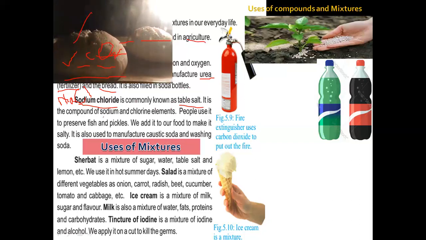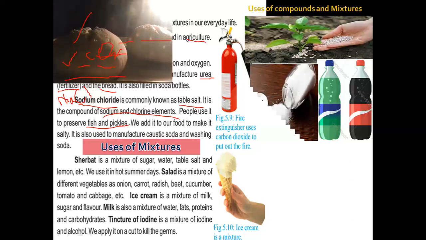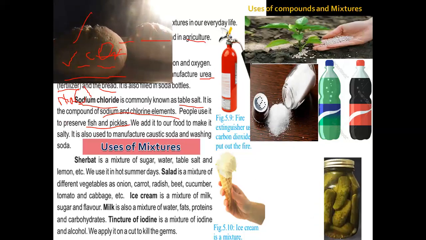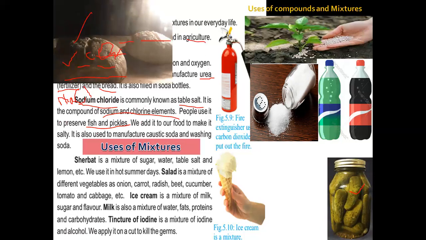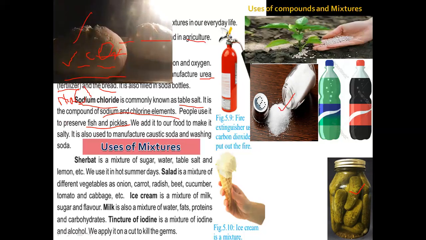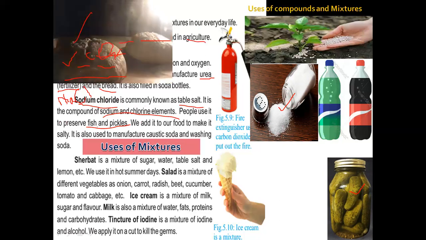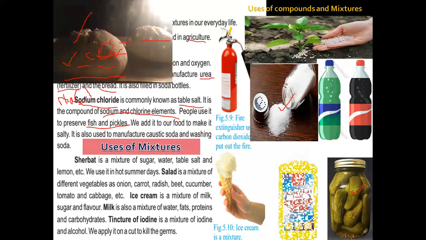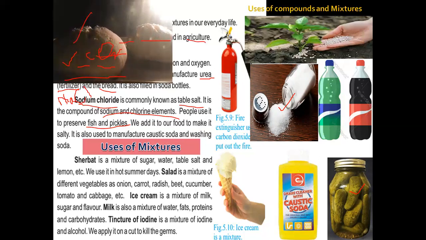So here, that is made up of sodium and chlorine elements. Sodium is solid and chlorine is gas, but when they combine chemically, they form sodium chloride in solid form. So people use them to preserve fish and pickles as well. If you see a fish and pickles, this is a pickle, cucumber pickle, which is made by vinegar, as well as we use salt to preserve them, like to keep them for a longer period of time. So we add it to food to make it salty as well, and that is used to manufacture caustic soda and washing soda.